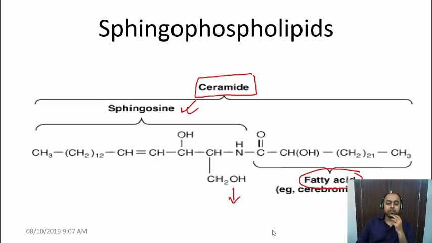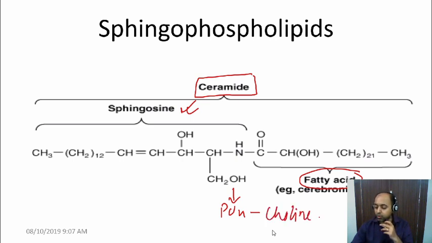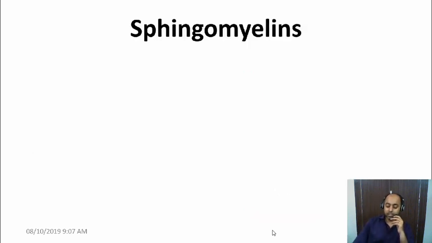For example, we are talking about the sphingophospholipid, so the phosphate will get attached here, and to the phosphate there will be attachment of the choline. In sphingophospholipid, the only subgroup we have is where choline is present, and it is known as the sphingomyelin. So we have only one subgroup in the sphingophospholipid. In the sphingoglycolipids, we will have multiple subgroups.